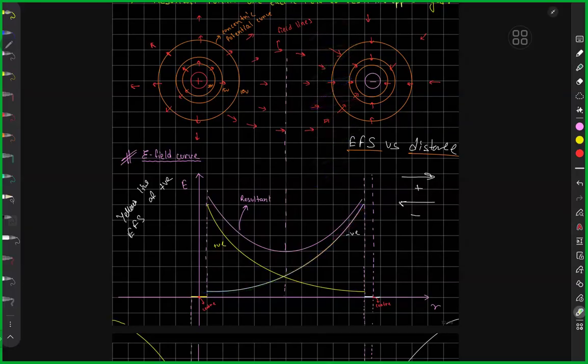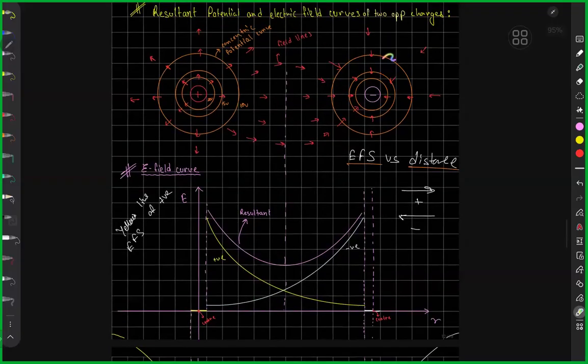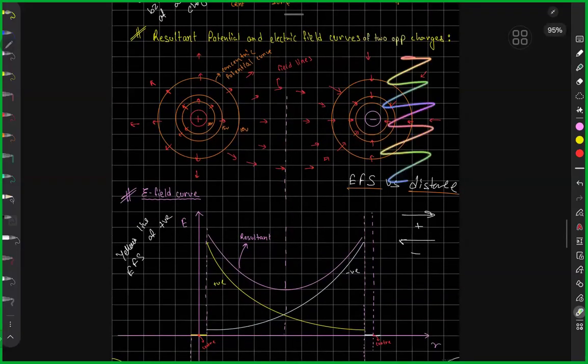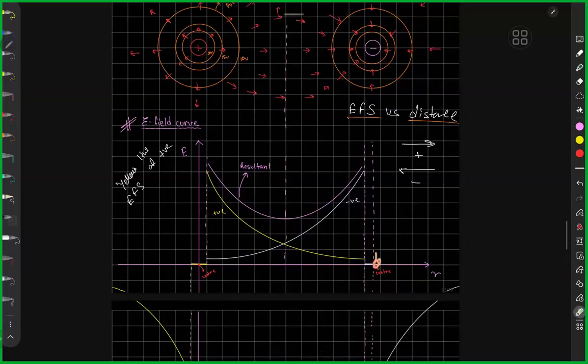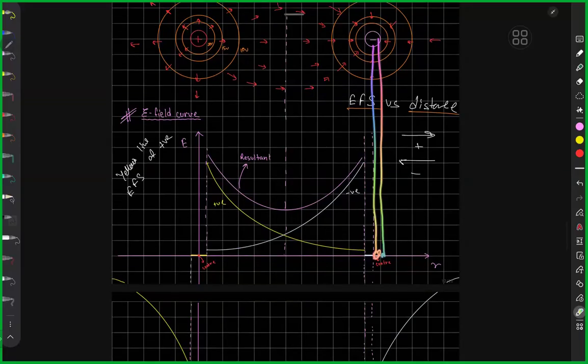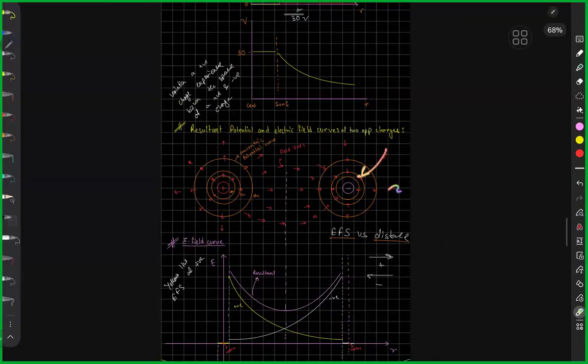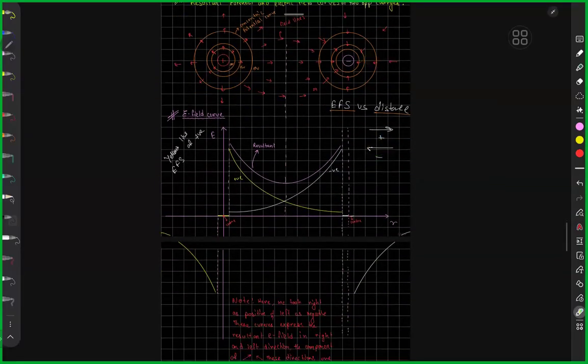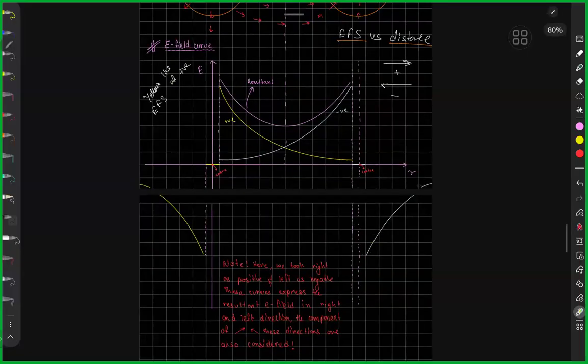However, the right side of the negative charge, what happens? Again, in the center it is 0, but on the right side, notice the field lines are again inwards, but in the left direction. Left direction is negative. So we have the same curve as this, but on the negative axis till infinity.